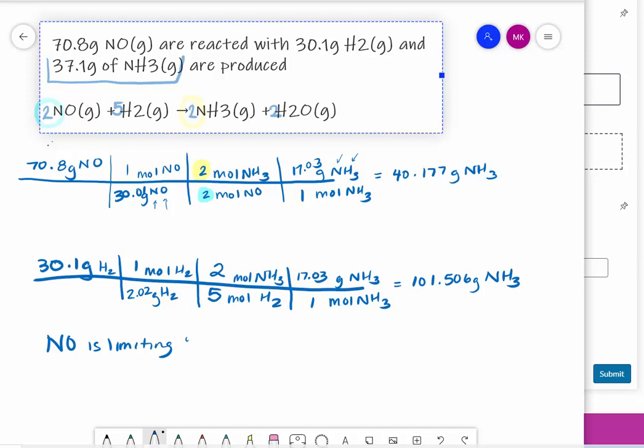Then our theoretical yield, we started with 3 sig figs for all of our measured quantities. Now our theoretical yield is 3 sig figs. We look next door, so that's going to be 40.2 grams of ammonia is my theoretical yield. Now we can find our percent yield. Now percent yield, we take our actual value given to us, divide it by the theoretical value, and multiply by 100. And I get a percent yield then of 92.3.